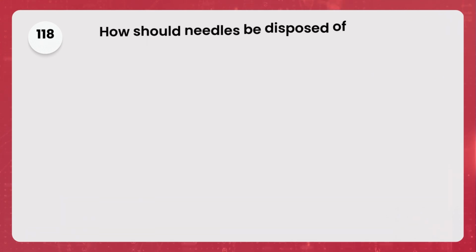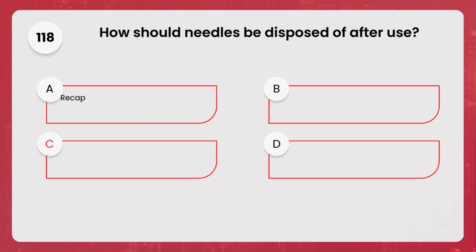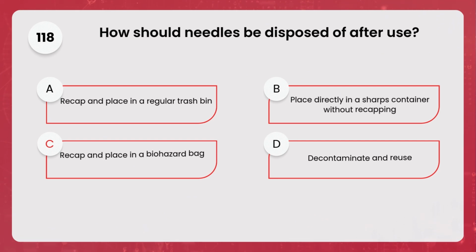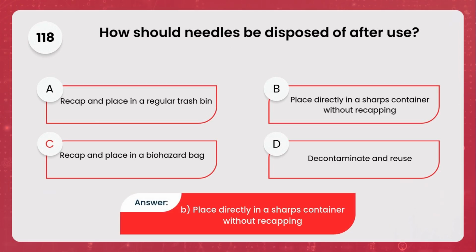Number 118. How should needles be disposed of after use? A. Recap and place in a regular trash bin. B. Place directly in a sharps container without recapping. C. Recap and place in a biohazard bag. Or D. Decontaminate and reuse. The answer is B. Place directly in a sharps container without recapping.